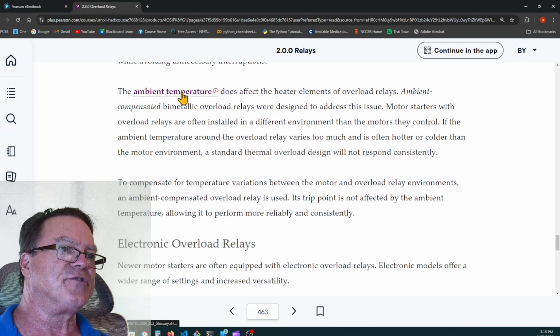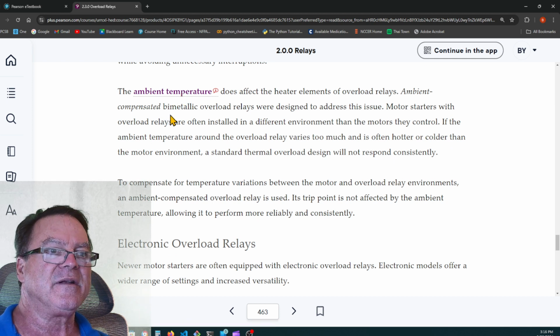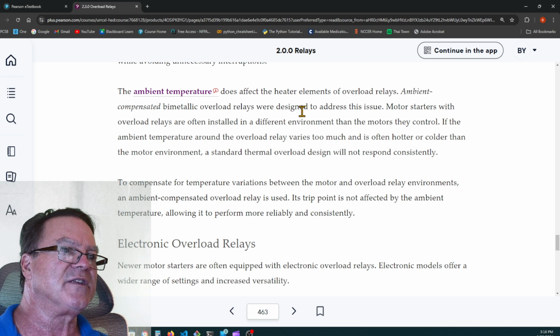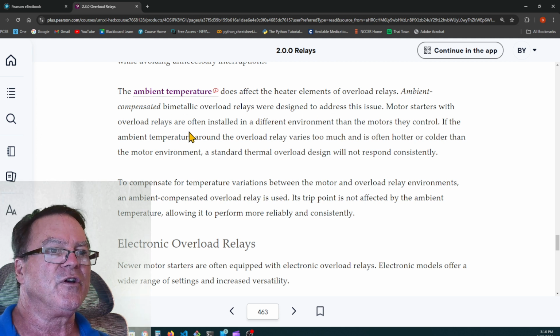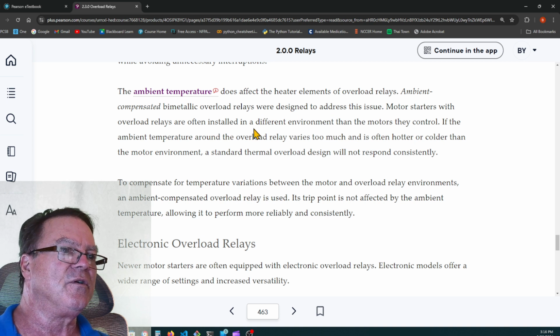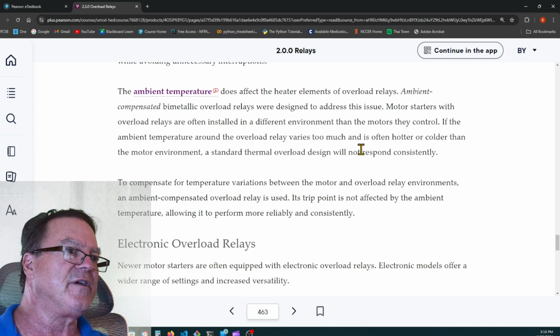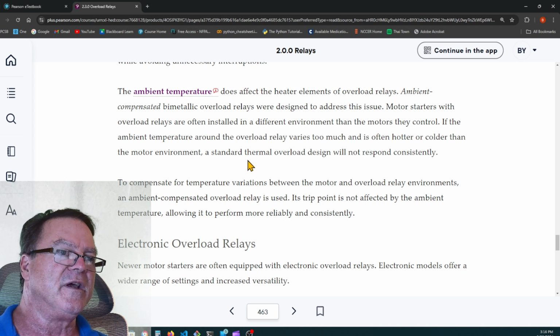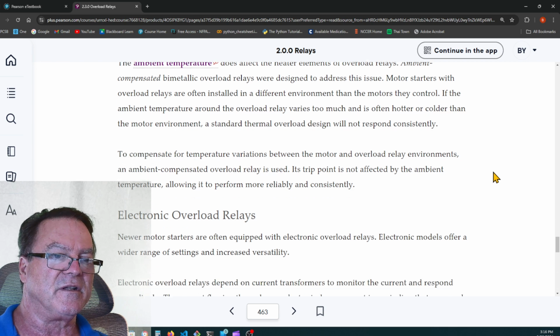The ambient temperature does affect the heater element of overload relays. Ambient compensated bimetallic overload relays were designed to address this issue. Motor starters with overload relays are often installed in a different environment than the motors they control. If the ambient temperature around the overload relay varies too much and is often hotter or colder than the motor environment, a standard thermal overload design will not respond consistently.